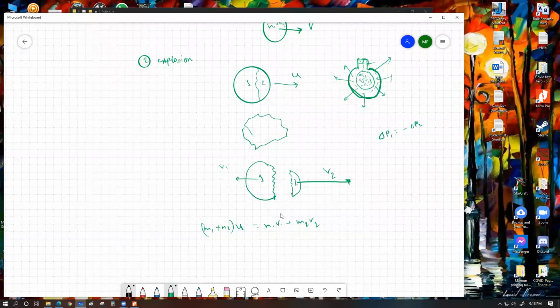Once again, for the case of linear momentum, we are considering it to be one-dimensional. It can be two-dimensional. It can be three-dimensional as well. For our case of simplicity, yes, we are considering them to be all linear cases.